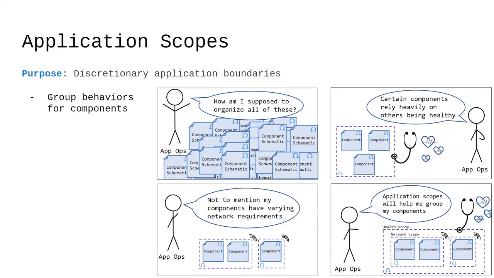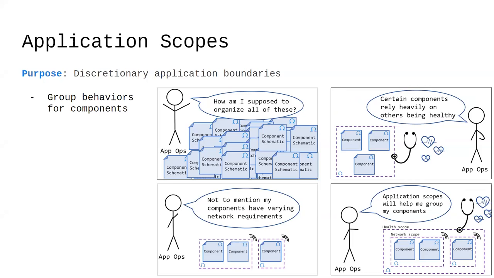So now that we have our components, you might be collecting a lot of these and you may need some way to group these together. So that's where we came up with the idea of application scopes. They're discretionary application boundaries where you can group components based on their behavior. So an example of this may be you have a set of components that you want to have live in the same subnet. We would have a specific network application scope that you could place them all in.